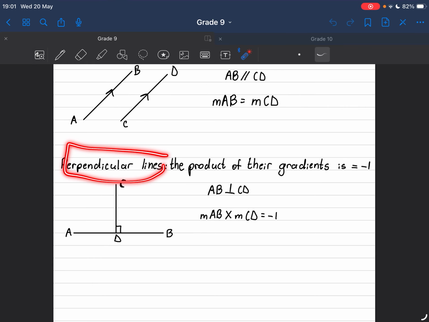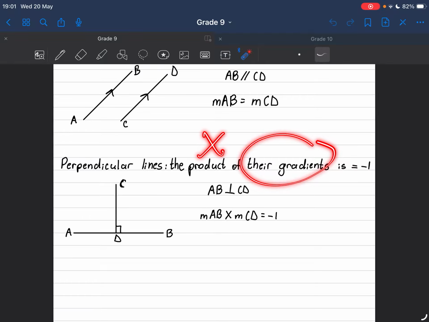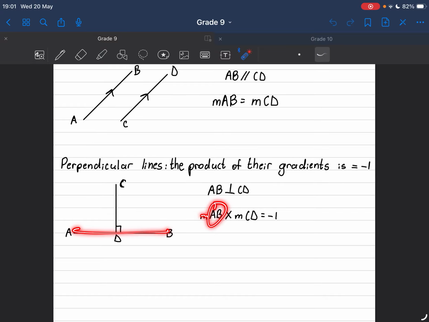For perpendicular lines, lines that meet at a 90-degree angle, the product, meaning the multiplication answer, of their gradients is -1. So if AB is perpendicular to CD, as we see here, the gradient of AB, which is this line, times the gradient of CD, which is this line, has to equal -1. That is a property.